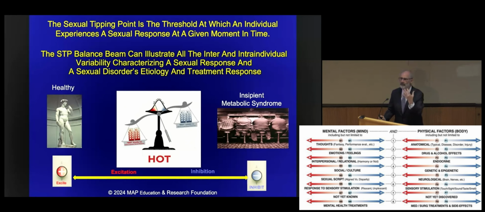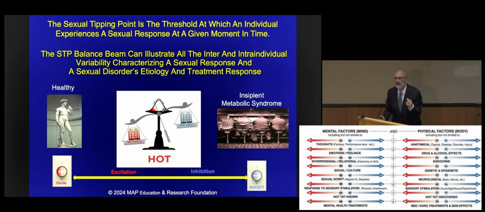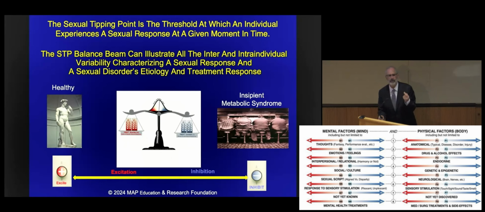Well, if you think about yourself, you'll have sexual thoughts during the day, but there's all kinds of other stuff going on. So your genetics haven't changed, your biology hasn't changed, but how you're feeling is going to be shifting throughout the day, of course. So this is a model that can tell you, like, at a moment, what's going on and what's determining that. So the STP balance beam can illustrate all the inter- and intra-individual variability characteristics. Now, this intra-individual variability is critical.